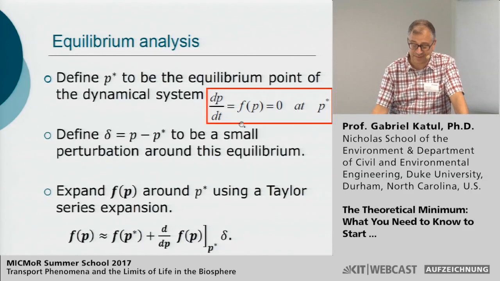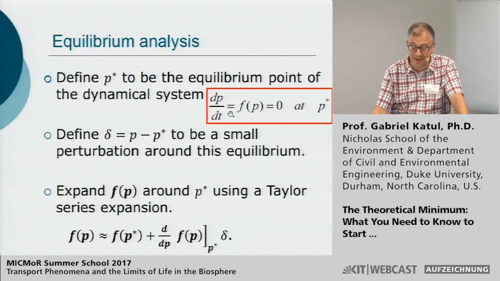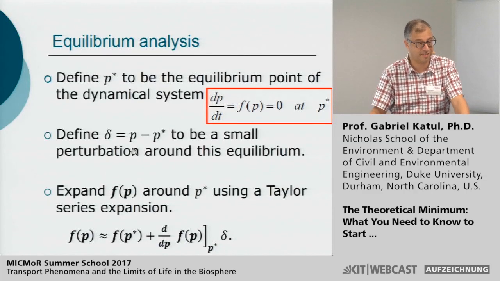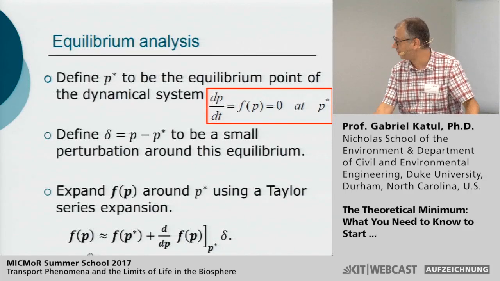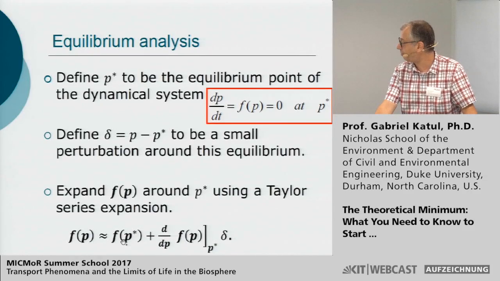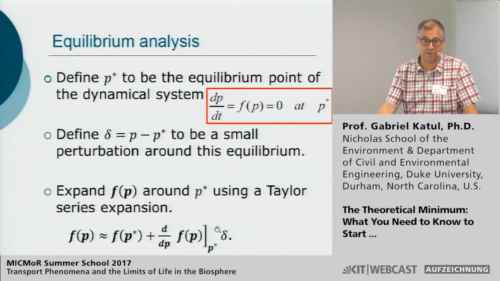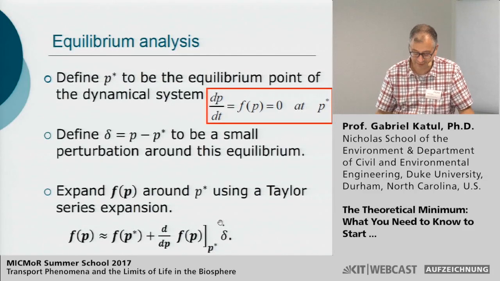Then what you do next in this analysis is you expand this f of p around the equilibrium point, and you discard all the higher order terms in the Taylor series expansion. So you are left with the first order Taylor series expansion of f of p around the equilibrium point, f of p star. And if you do that, you find that the correction from p star is d f dp evaluated at the equilibrium multiplied by the perturbation. So far, so good?